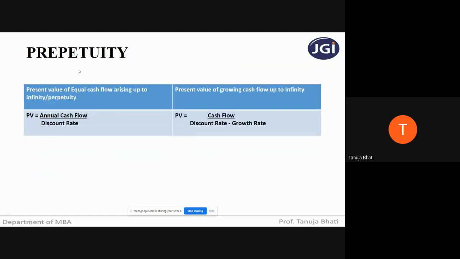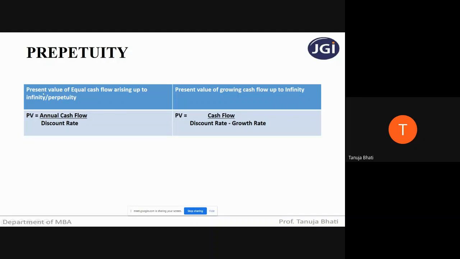Next, perpetuity. How to calculate the present value of a perpetuity? Now, as you know, perpetuity is nothing but a cash flow which is going to arise up to infinity. We don't know the number of years. Here n is not specified because it is going to continue for an infinite period of time. So if we are supposed to calculate the present value of a perpetuity, there are two things: perpetuity without growth rate and perpetuity with growth rate.